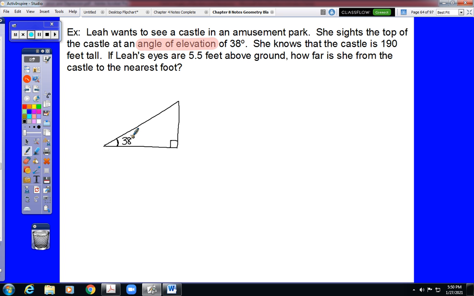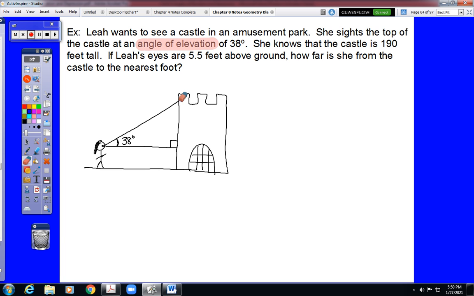Now, there is a little bit more to this problem because that is not ground level, that is Leah's eyes. So I'm going to get a little bit fancy here, but you do not need to. Okay, she's looking at this castle. So here's the castle. I know, my art is just brilliant. I'm such a great artiste. But anyway, the top of the castle is up here, and actually that's not great. Let's clean that up and make it better. Okay, the top of the castle is right there at the top of our triangle.